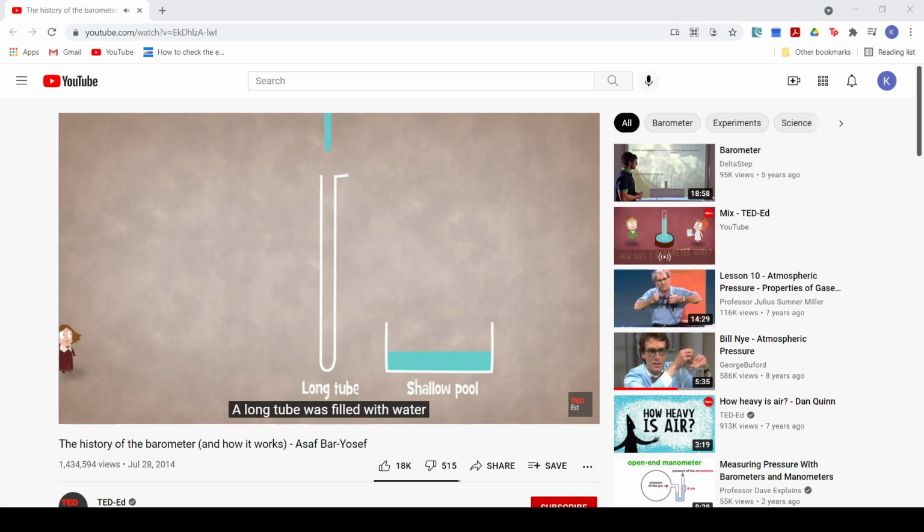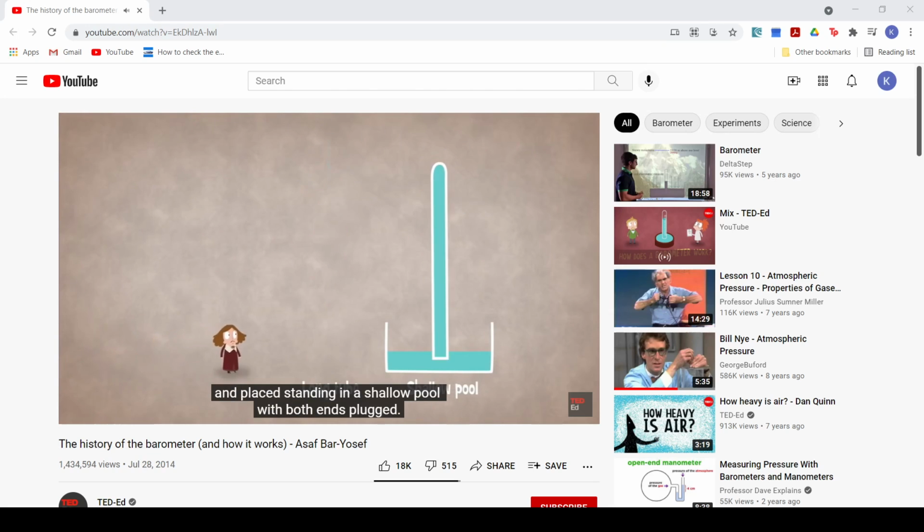A long tube was filled with water and placed standing in a shallow pool with both ends plugged. The bottom end of the tube was then opened and water poured out into the basin until the level of the water remaining in the tube was 10.3 meters. With a gap remaining at the top and no air having entered the tube, Berti had succeeded in directly creating a stable vacuum.